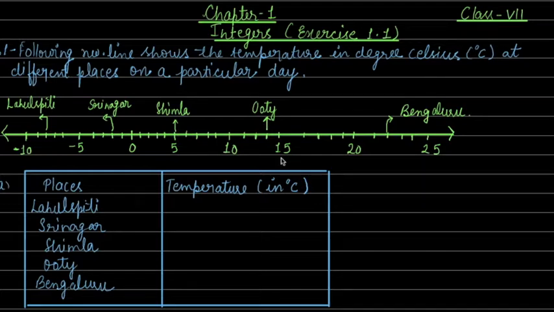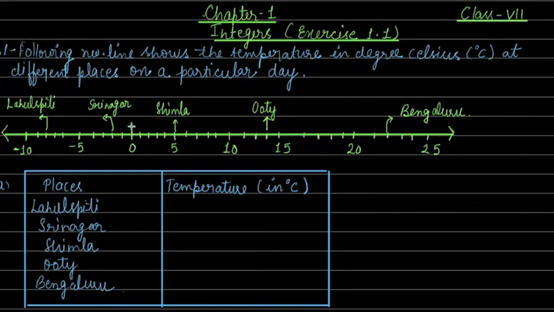A number line has been given here and it shows the temperature at different places like Lahaul Spiti, Srinagar, Shimla, Ooty, etc. Now, you have to write the values as per the number line given. You have to write the temperature at different places. The places are Lahaul Spiti, Srinagar, Shimla, Ooty and Bengaluru. Now, we will read the number line.